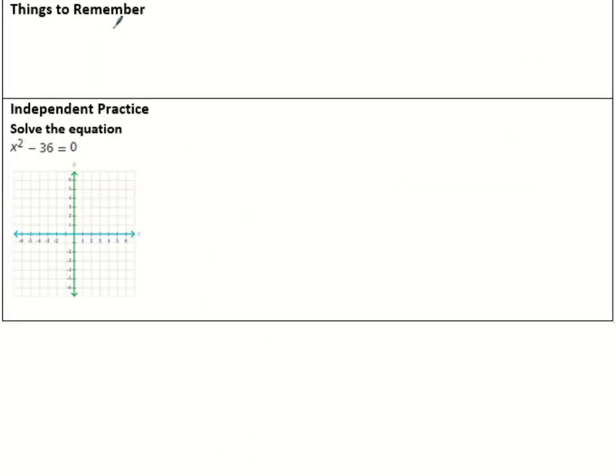Okay, that's all I got for you guys. No things to remember this time around. Solve this one. I got a graph for you if you want to do it that way. If you choose to do a table, that's okay.